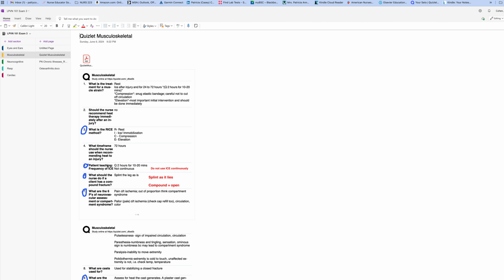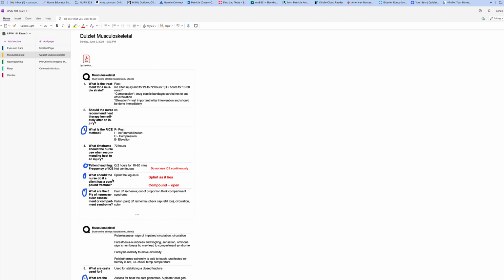The 5 P's of neurovascular assessment, you need to know these because you need to do them Q1 hour after a cast, after surgery. Somebody has orthopedic surgery like a hip replacement. Q1 hours times 24 hours, okay? So, pain, right? And if the pain is out of proportion to what their injury is, think compartment syndrome. You're going to be looking for pain, pallor, poikilothermia, paralysis, paresthesias. So remember your 6 P's, okay? You're going to need to know that.